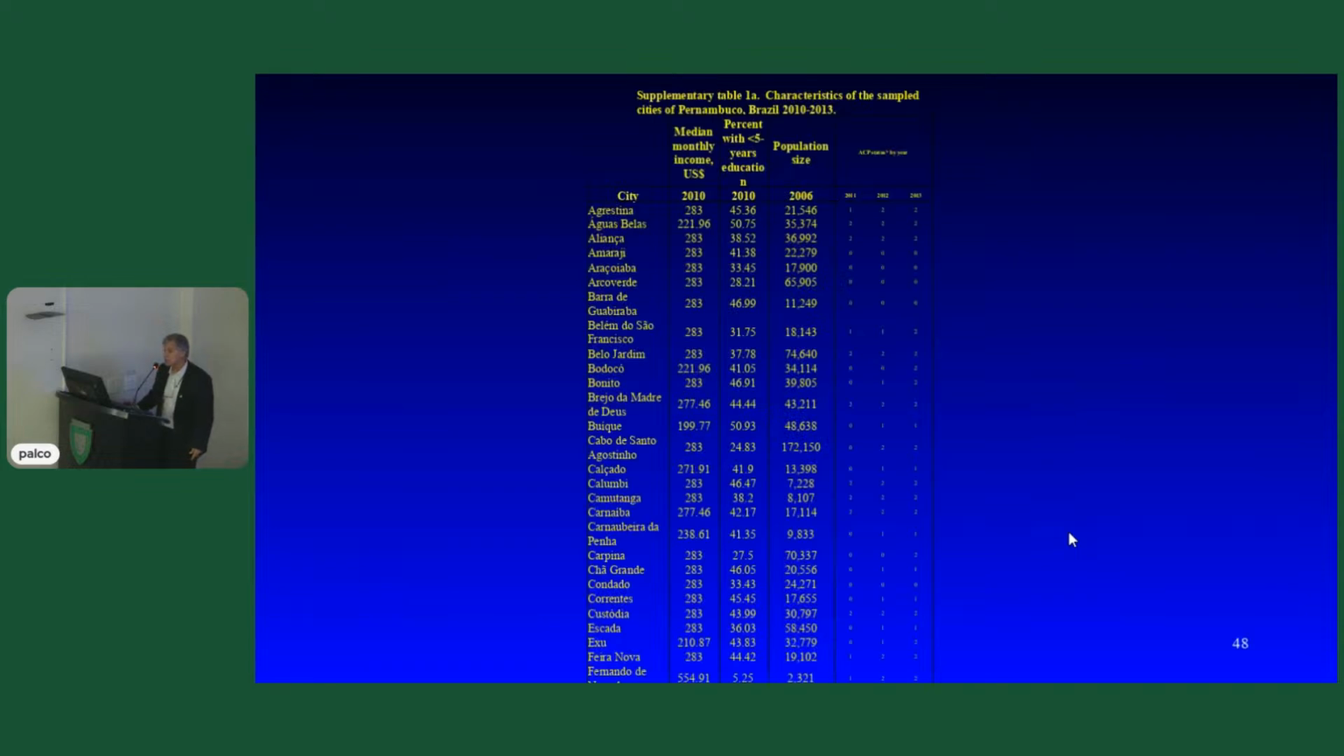These are the results. Sorry for being so small. Goodness, I have to put my glasses on. But here you have a little bit of the general description of the community in terms of their median income.